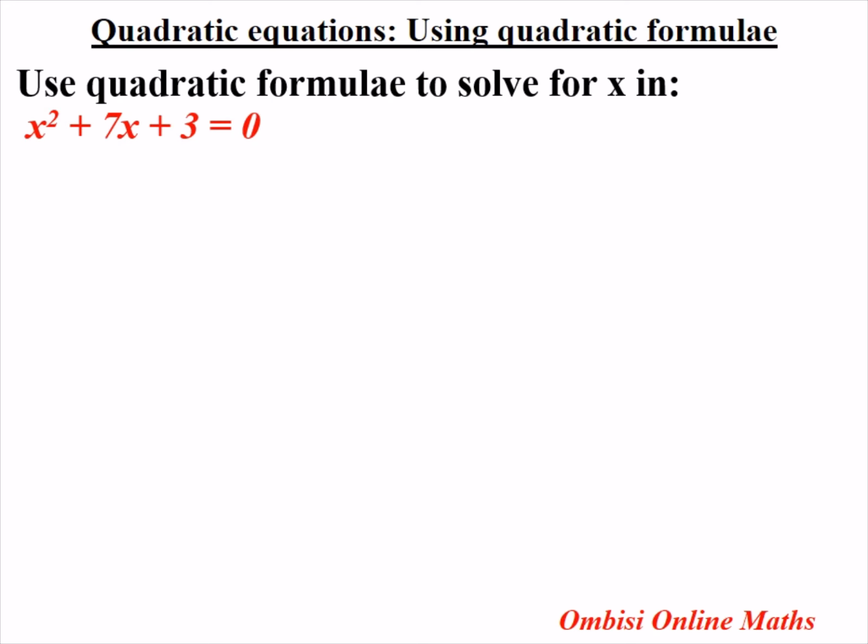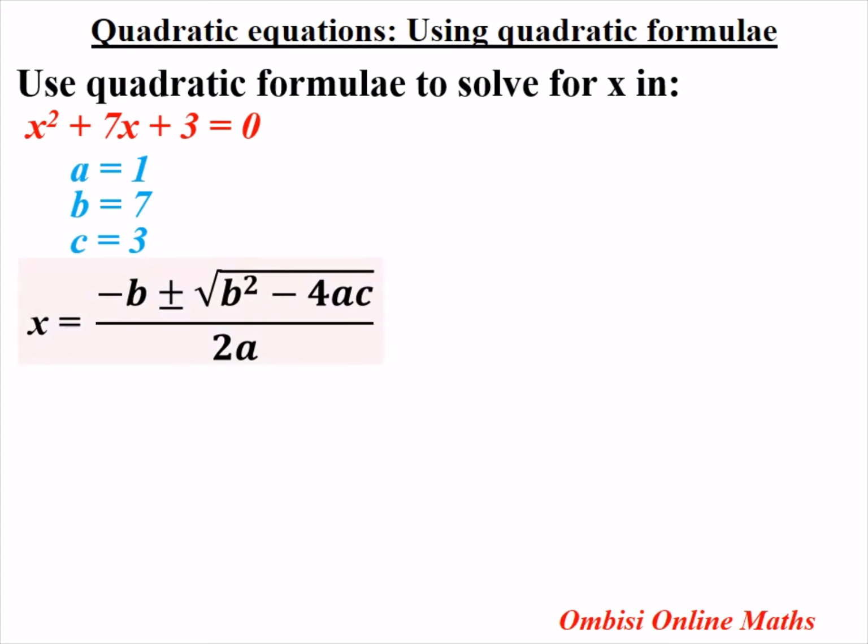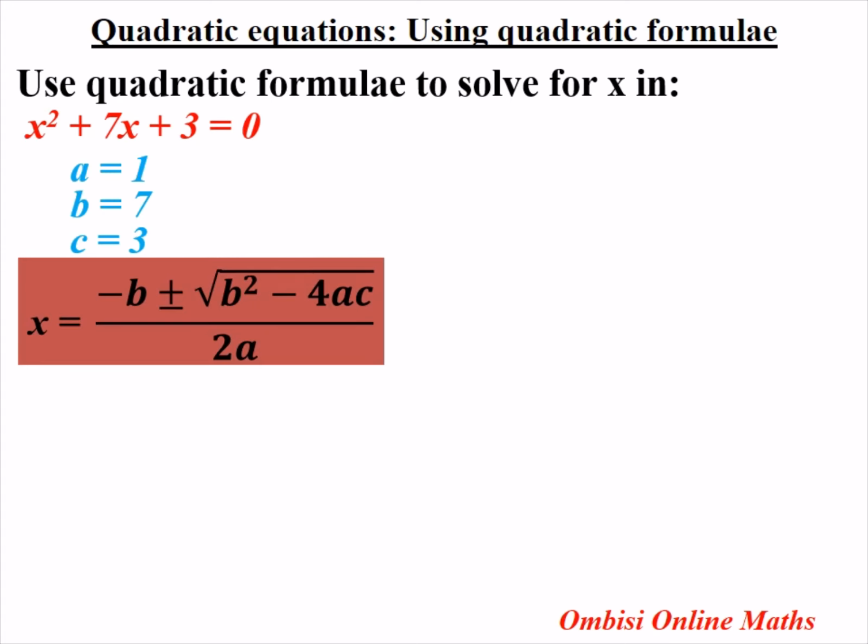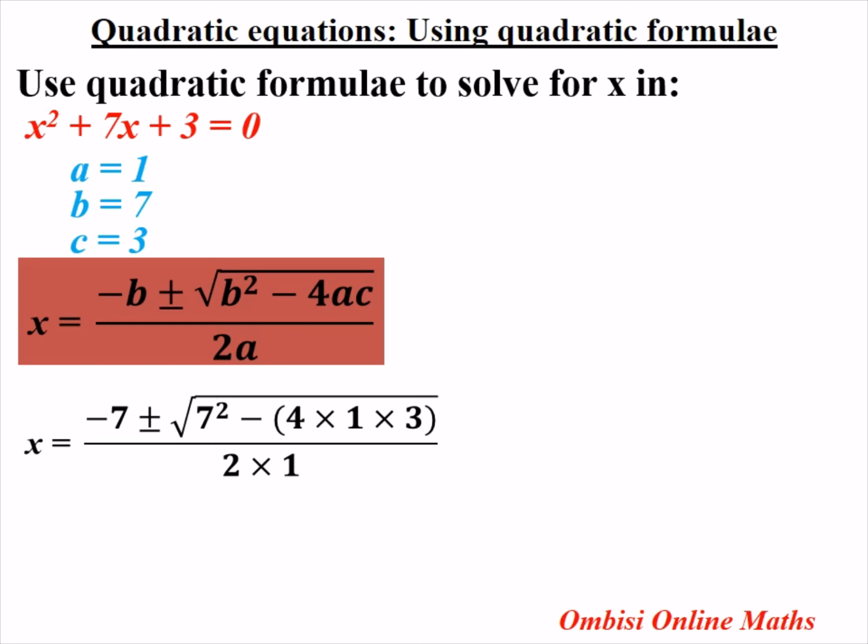Now, from this equation, we can derive the coefficients a, b, and the constant c. So you can see the value of a is 1, the value of b is 7, and the value of c is 3. Now, the quadratic formula as it was derived is that x equals negative b plus or minus the square root of b squared minus 4ac, over 2a. So substitute the values of a, b, and c into the formula and you'll have this. You go ahead and simplify.